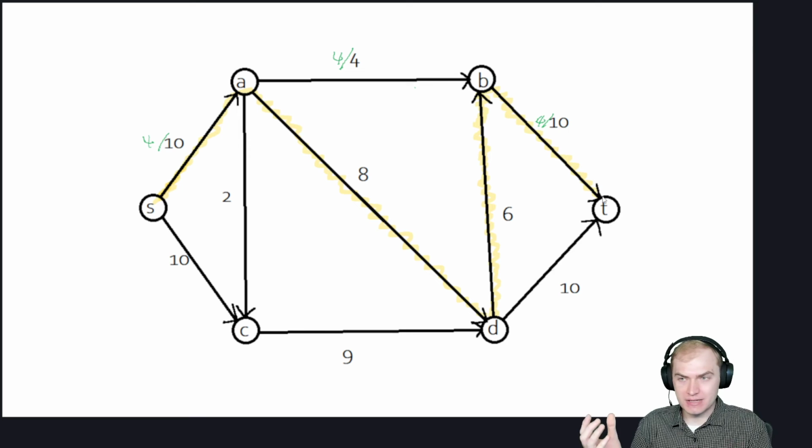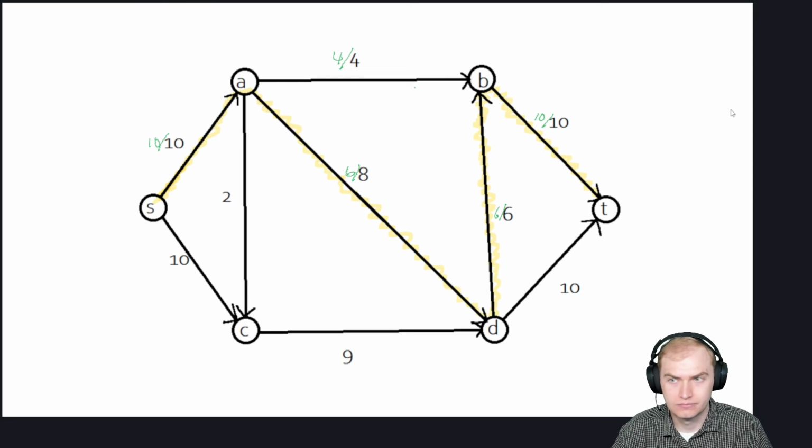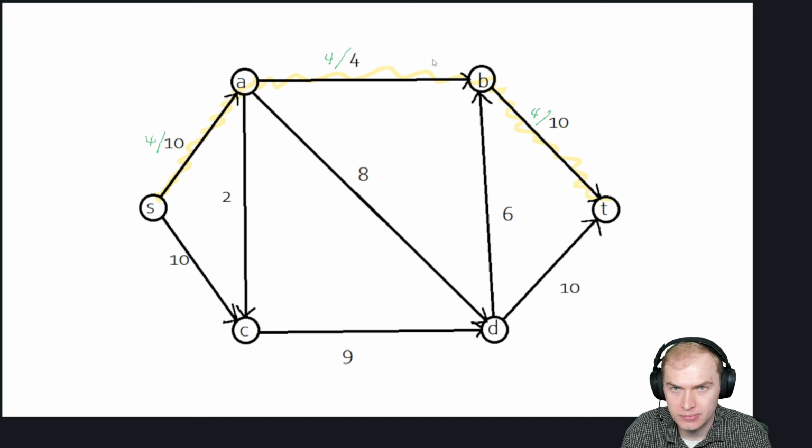And now we want to find the minimum of the spare capacity. This has 10 minus 4 is 6. This one has 8 spare, 6 spare, and 6 spare again. So we're going to send 6 more over these edges. So 6 plus 4 is 10 out of 10, 6 out of 8, 6 out of 6, and 10 out of 10. So some of those are now used at capacity. Oh, so this had a capacity of 6 before we used it. This had a capacity of 4.